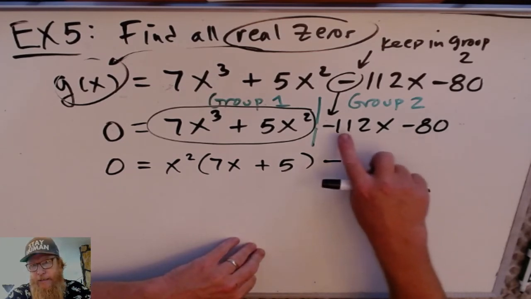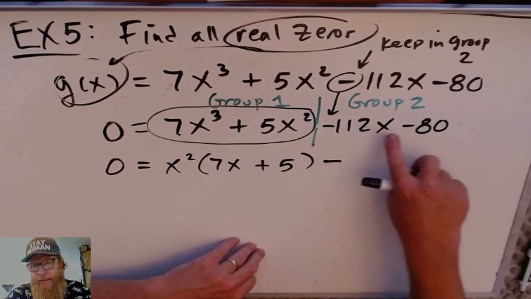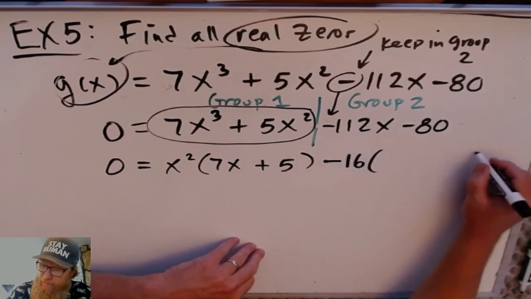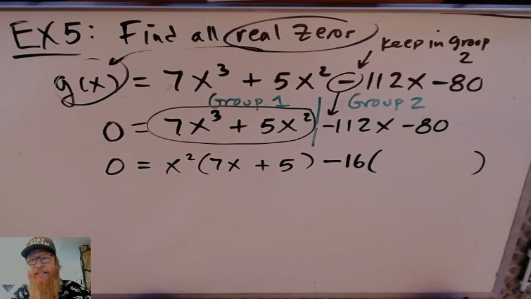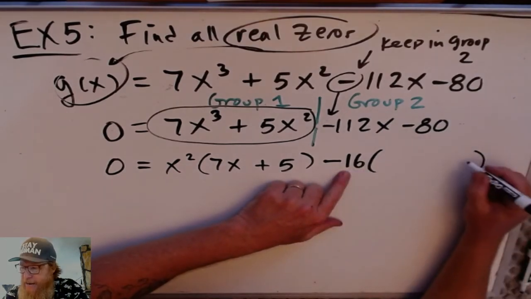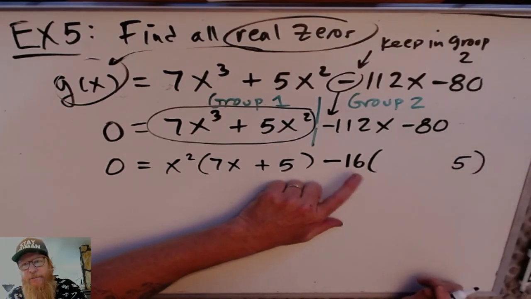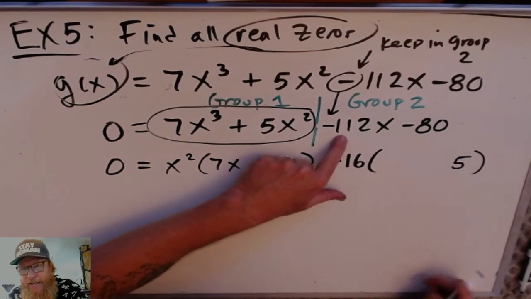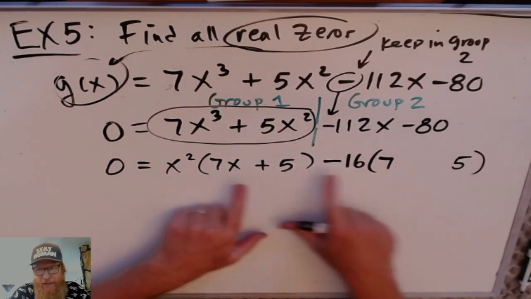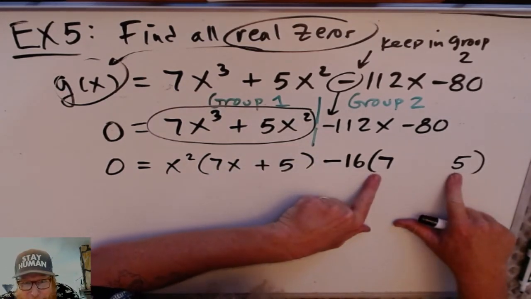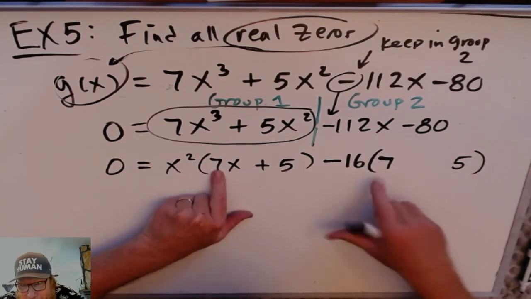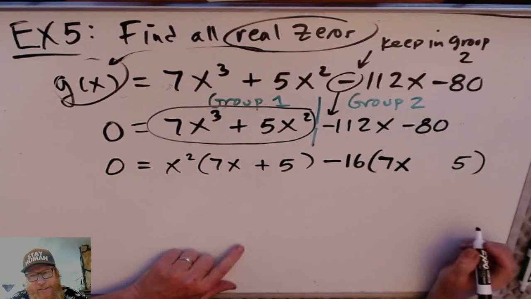Can you see what it is? Yeah, 16. Maybe you can't see that, but 16 is the largest number. 16 goes into 80 5 times, and 16 goes into 112 7 times. Look, that's not a coincidence. If this is a 7, then that has to be a 7 also. In fact, it's 7x.